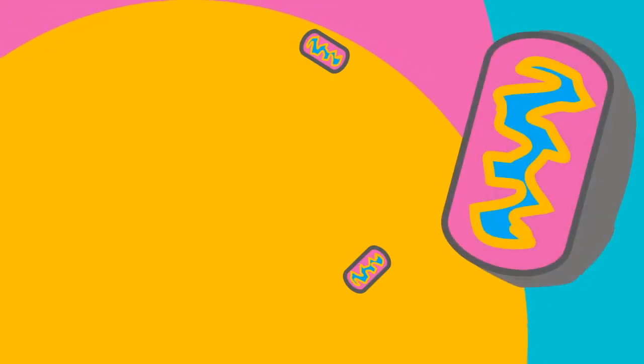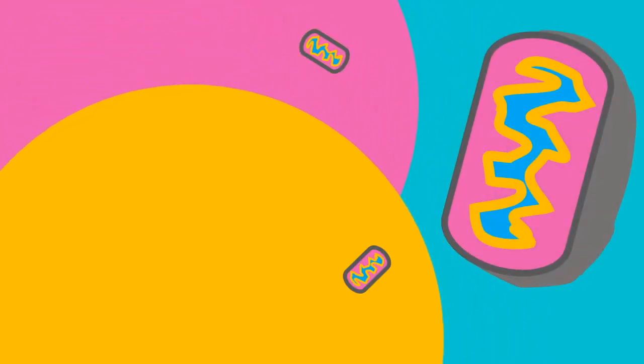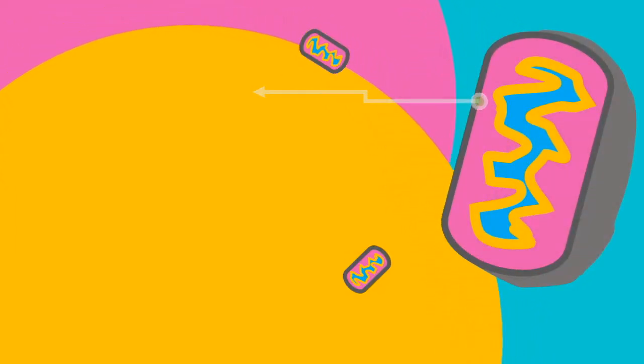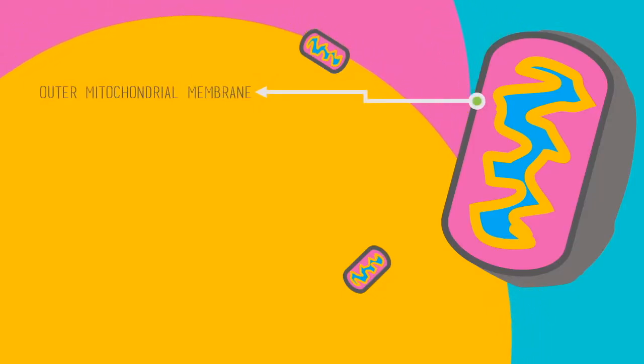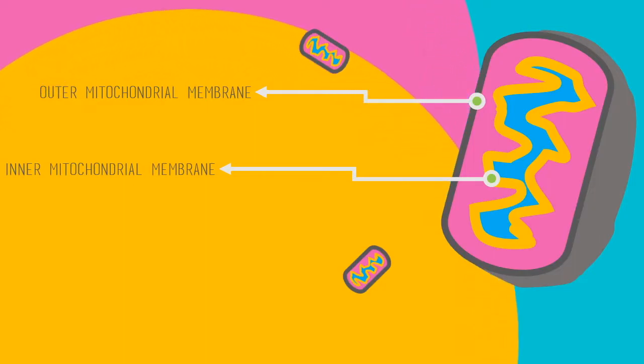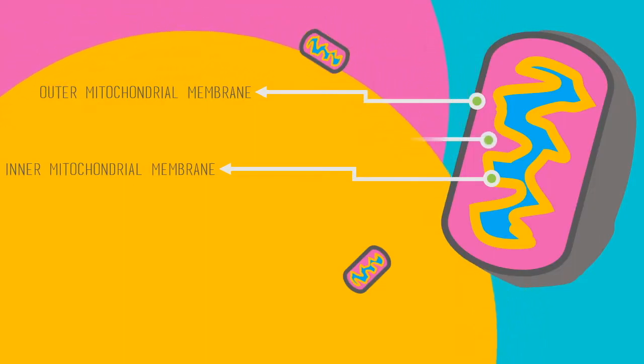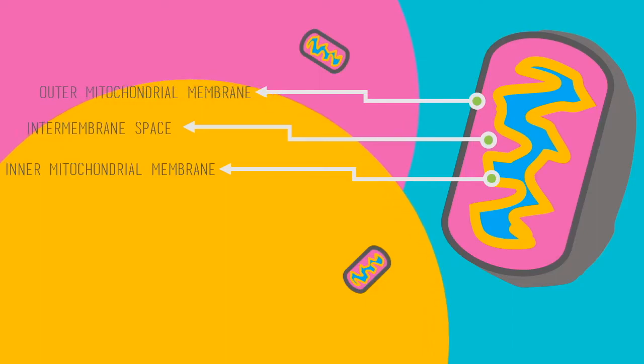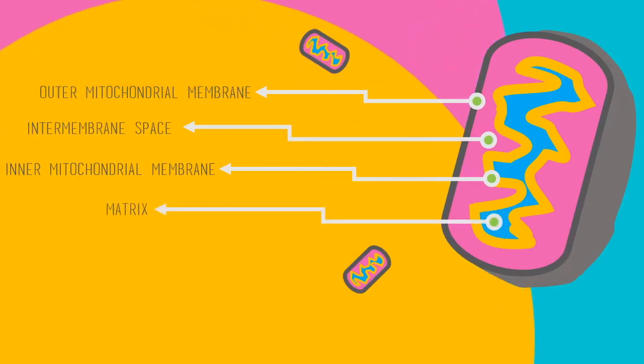The mitochondria, as we all know, is the powerhouse of the cell. It is made up of the outer mitochondrial membrane, the inner mitochondrial membrane, a space between the outer and the inner mitochondrial membrane, the intermembrane space, and another space, the matrix.